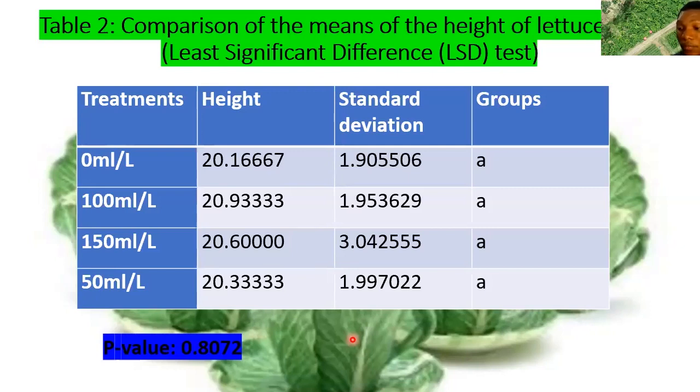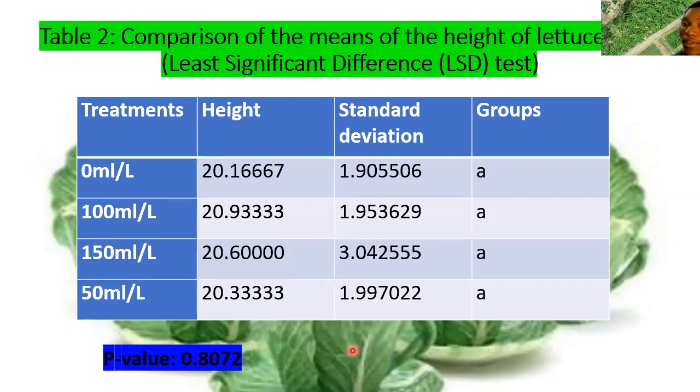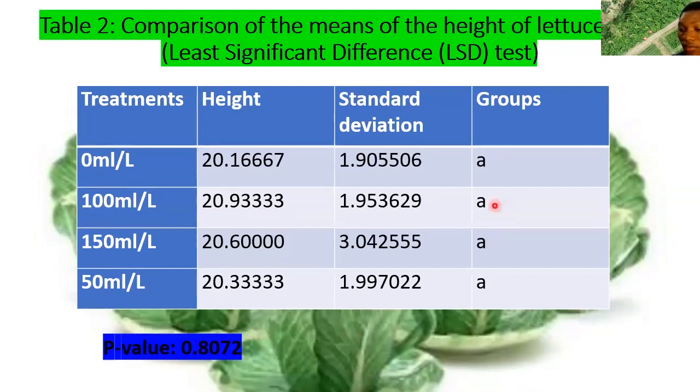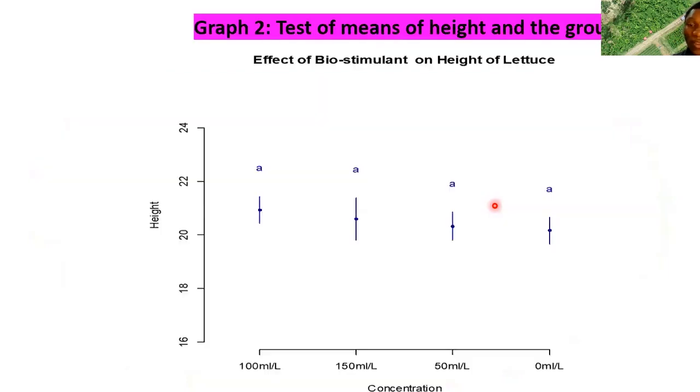Therefore, what can we say? The variable height, presented by a p-value of 0.8072, which is higher than the significance level of 0.05, clearly indicates that there is no statistical difference. So the height of the plant was not affected. This might be because we did this analysis when the plants had already reached their maximum level, because the life cycle of the lettuce plant is 5 weeks. The graph indicates the number of groups graphed from the table.